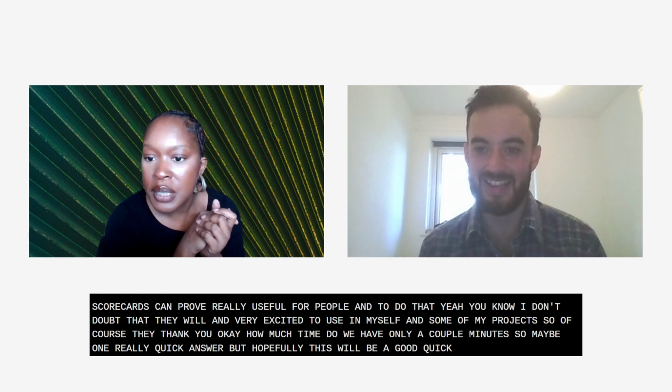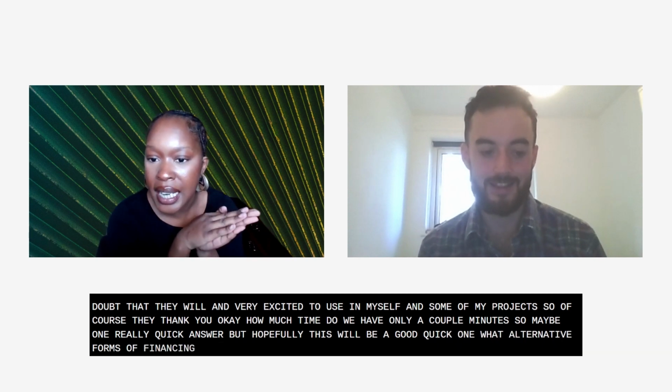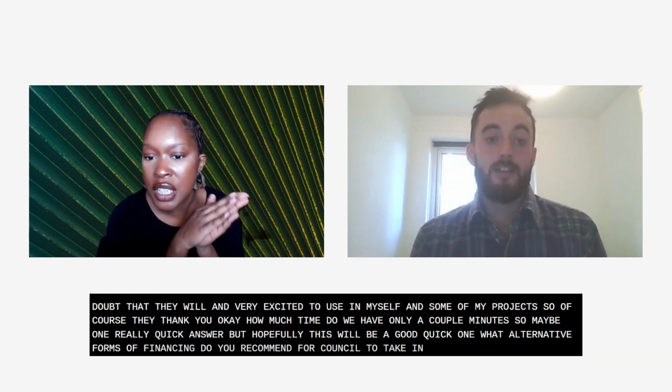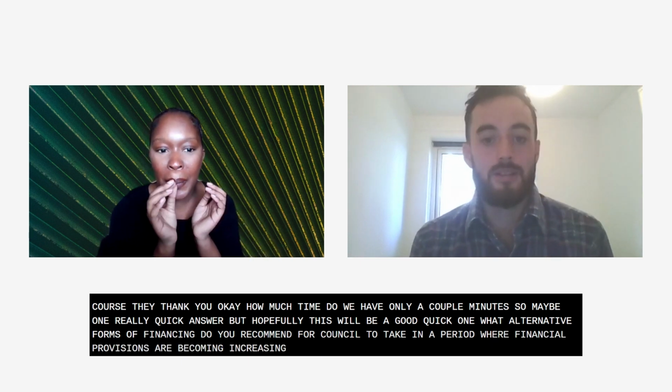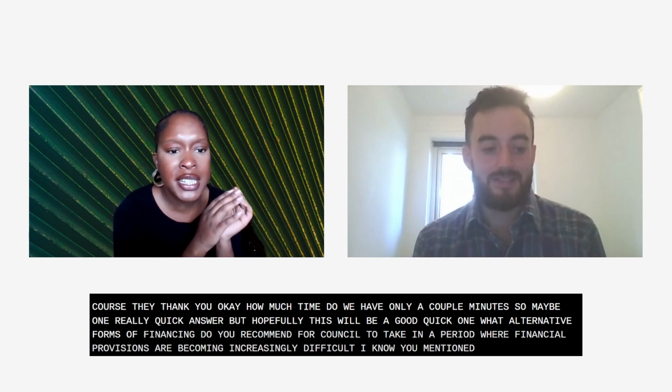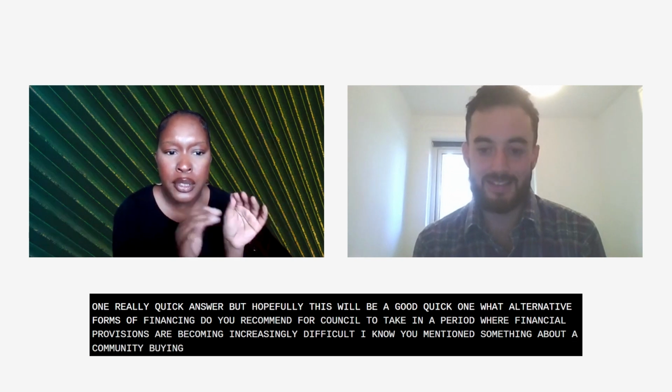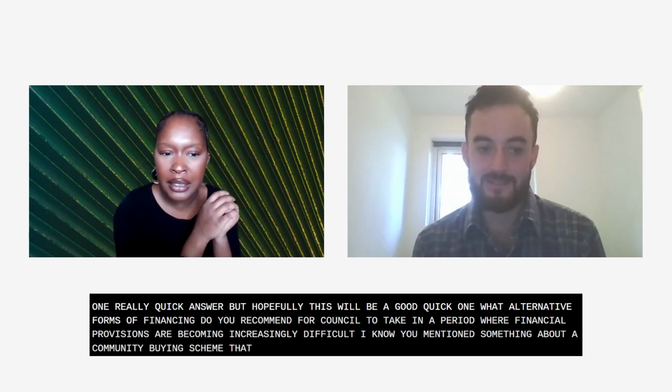What alternative forms of financing do you recommend for councils in a period where financial provisions are becoming increasingly difficult? I know you mentioned something about a community buying scheme that enables the solar panels to be a bit cheaper.